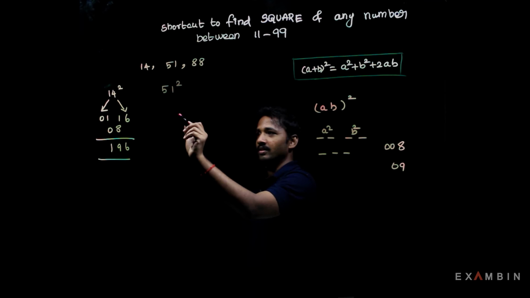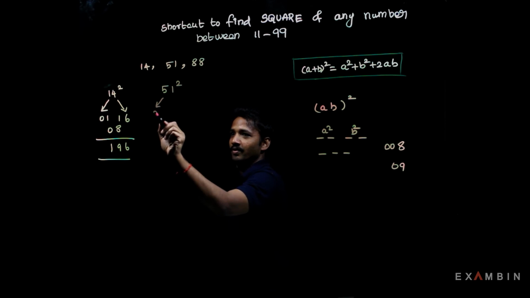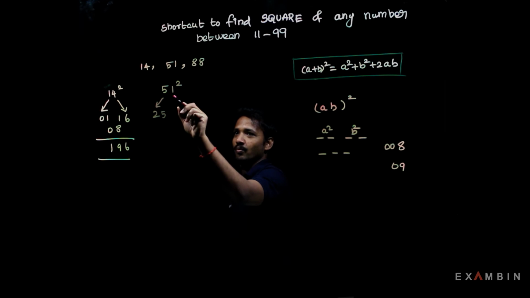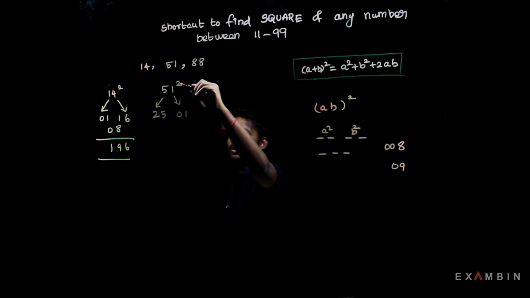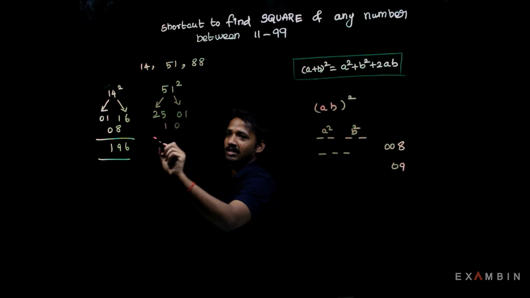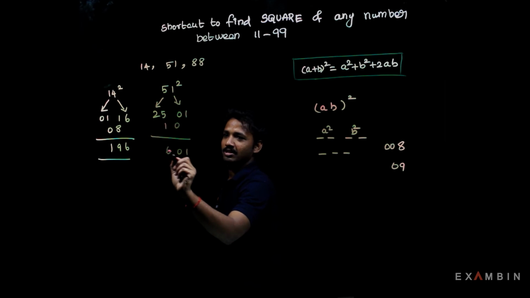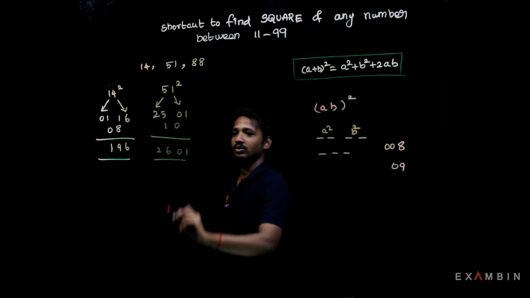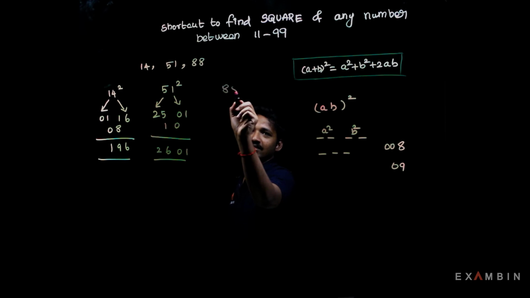So we will come to 51. 51 squared will be 5 squared, 25. 1 squared, 01. 2 into 5 into 1, 10. So the answer would be 2601. The next value is 88.